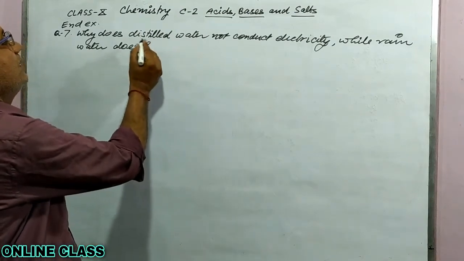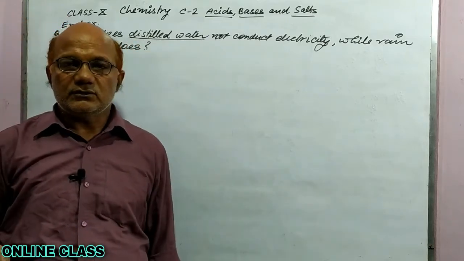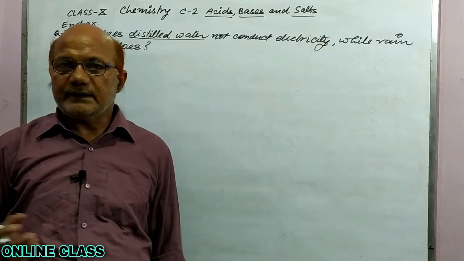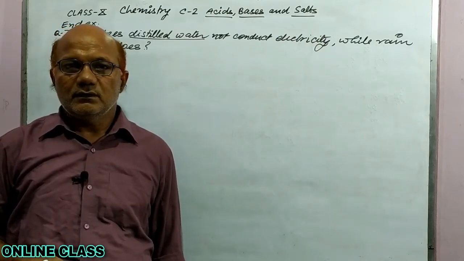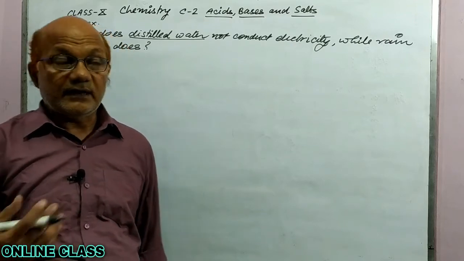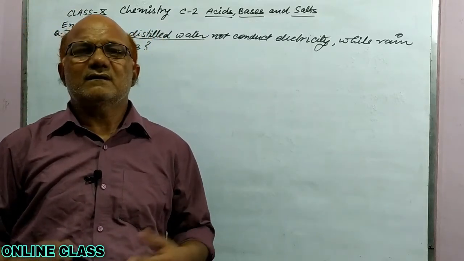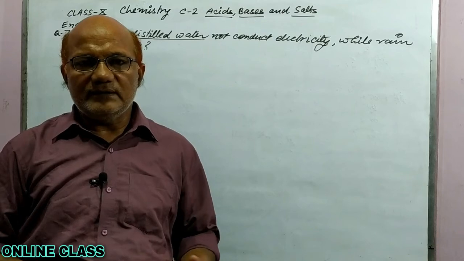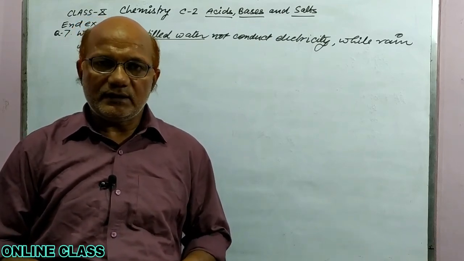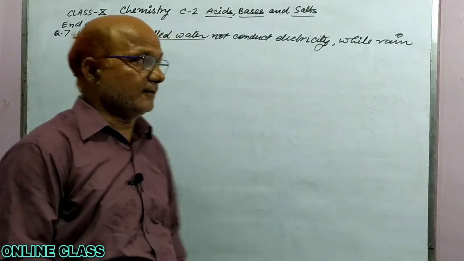So, actually distilled water does not contain any dissolved salt, so it cannot produce hydrogen ions or any type of ions. But rainwater contains some acids or some salts dissolved in it, so that can produce hydrogen ions, and that is why rainwater can conduct electricity.